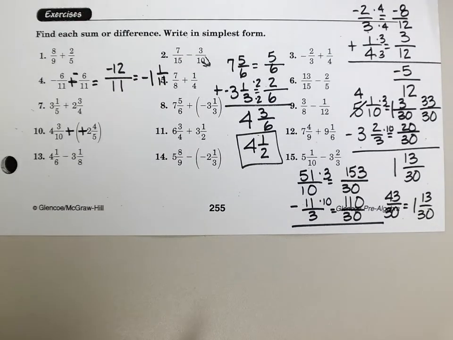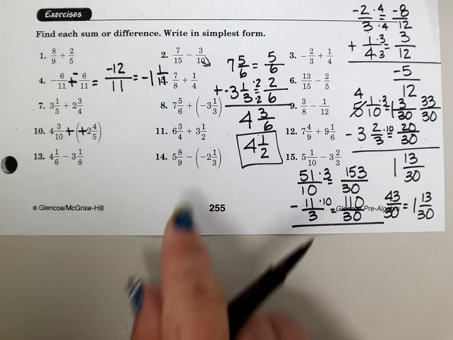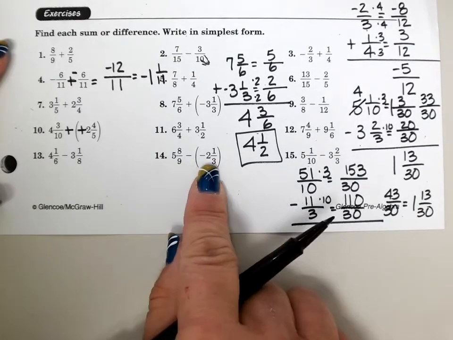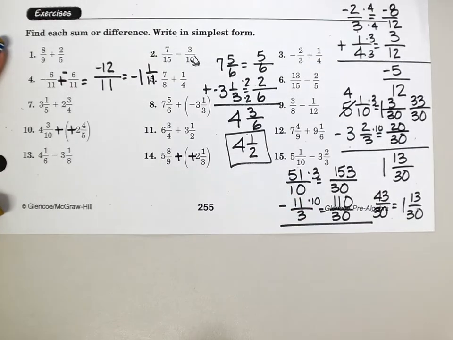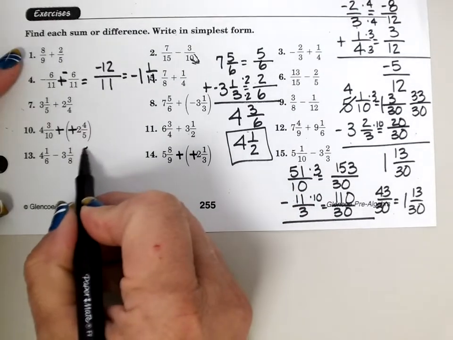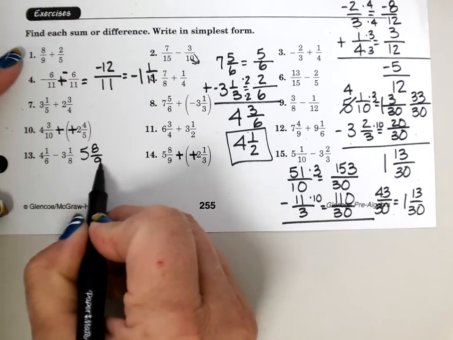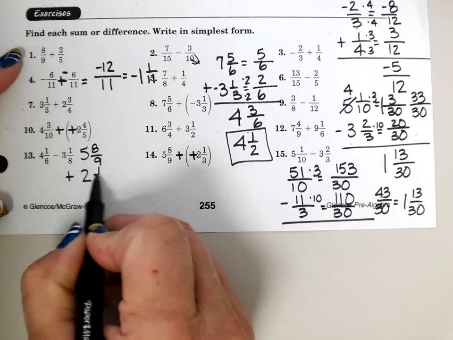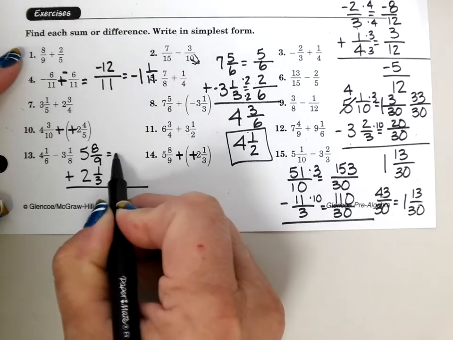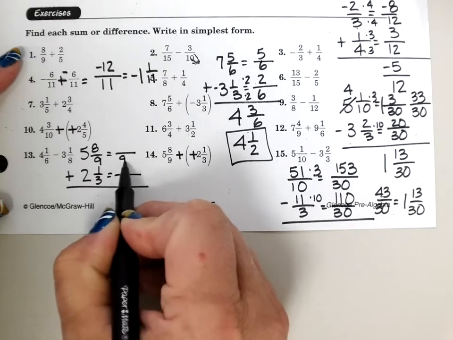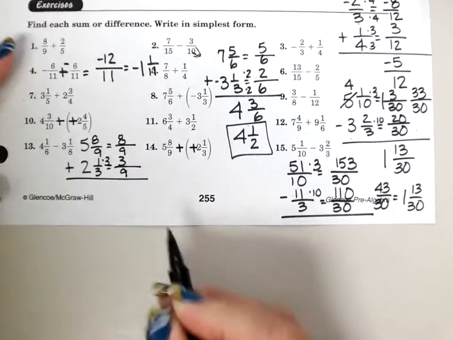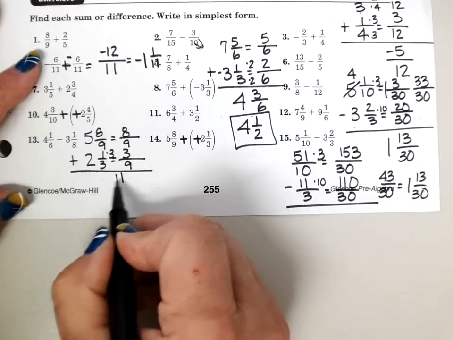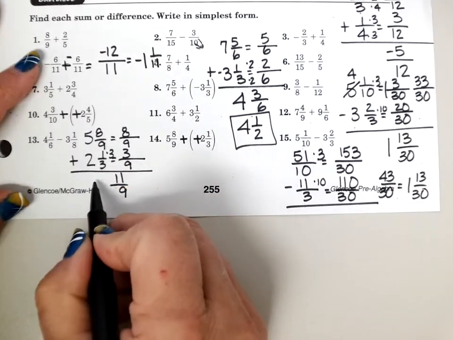Let's do number 14. We keep, change, because I have a subtraction. So I have 5 and 8 ninths. Now it's plus 2 and 1/3. We have to find our common denominators first. We're going to use a 9, that's an 8, say times 3. I'm going to add and get 11 ninths, and 5 plus 2 is 7.